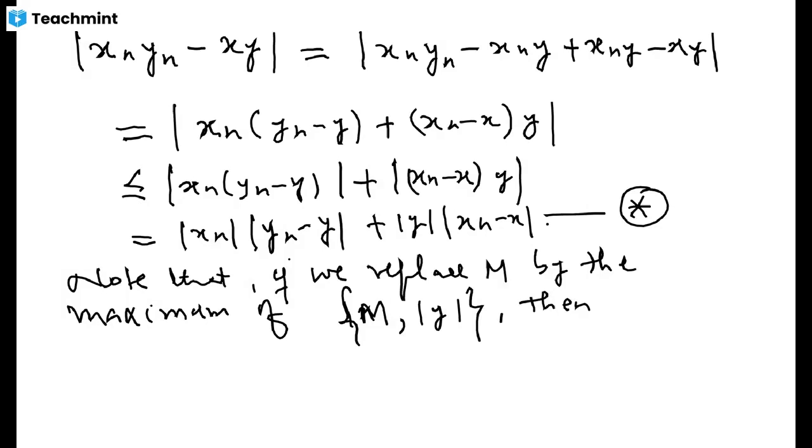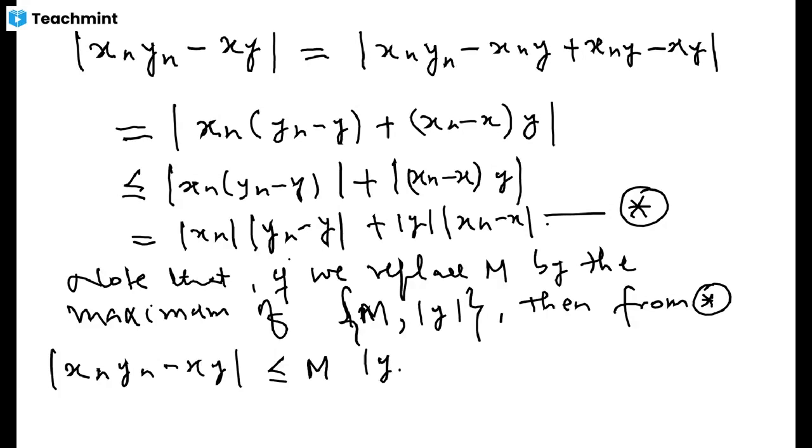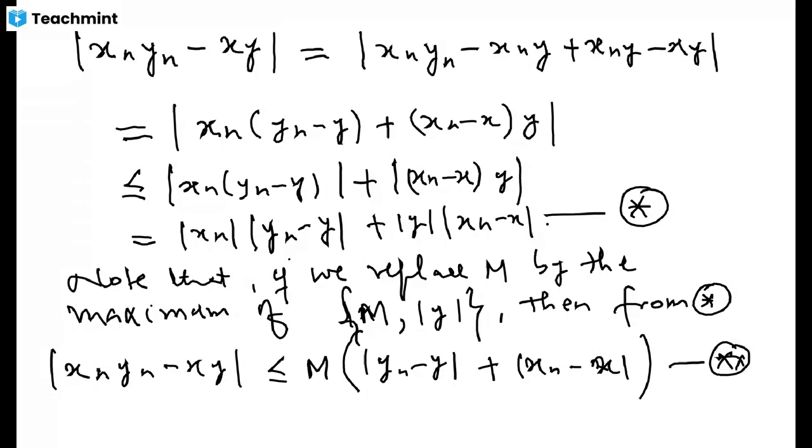Then from this inequality star, let us first write the left hand side, and this will be less than or equal to, since mod of xn is less than or equal to m, m times mod of yn minus y. As I have taken m to be the maximum of m and mod y, it is bigger than mod y also. So I can take mod of y to be less than or equal to m also, so that m can be taken out as a common number. I am left with these two terms inside this bracket. Let me take this inequality as double star.